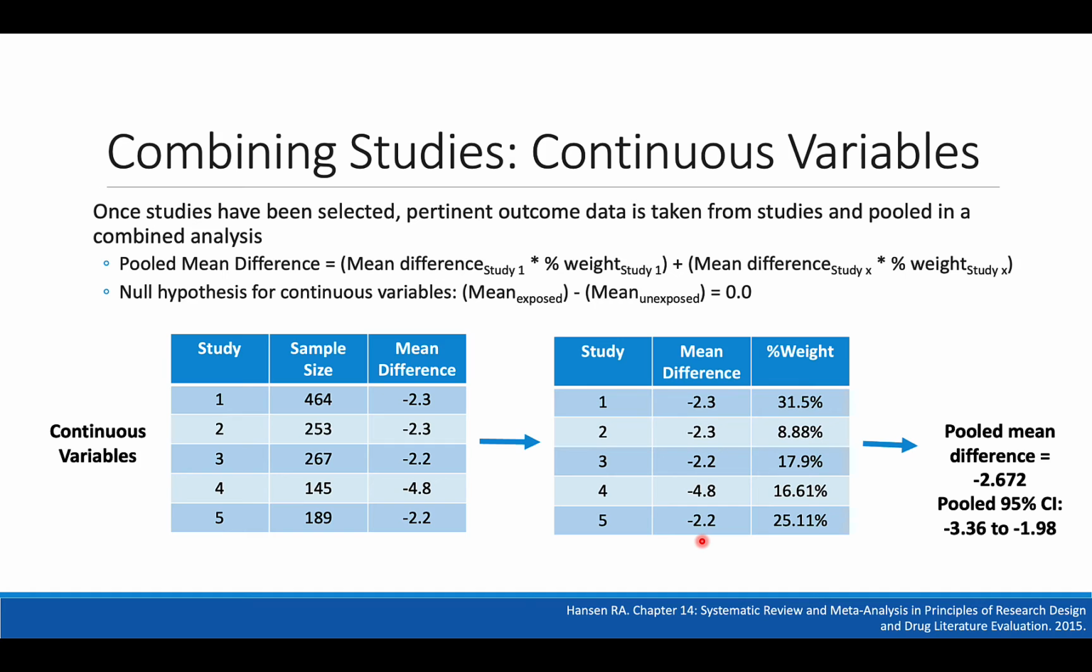A very similar procedure can be done for studies which use continuous variables. Continuous variables, unlike nominal variables, have a different null hypothesis. Remember, we're essentially looking at the mean of the exposed group or intervention group minus the mean of the unexposed group. So the null hypothesis is essentially that the mean difference between groups is 0. Continuous variables.